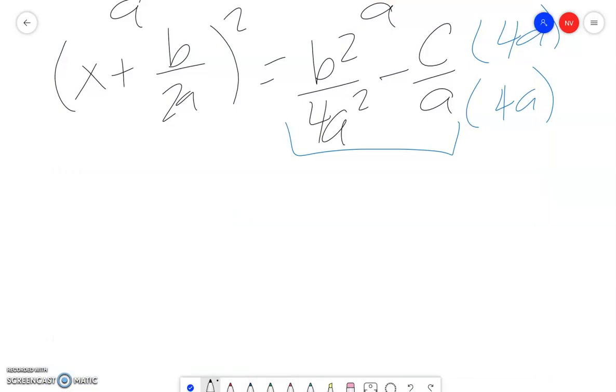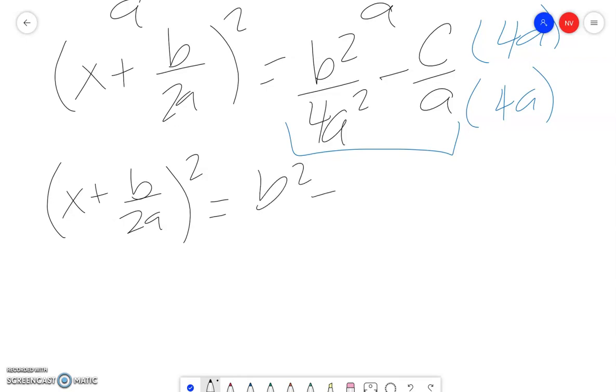So when we do that, now we have x plus b over 2a squared equals, since we do have a common denominator now, we can combine the fractions. So on the top we have b squared minus 4ac, and over our common denominator, 4a squared.